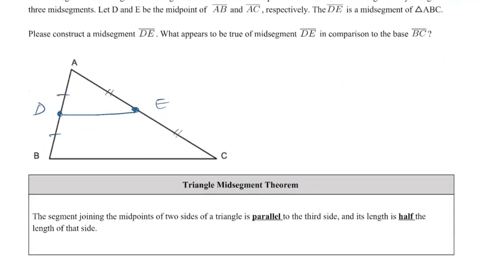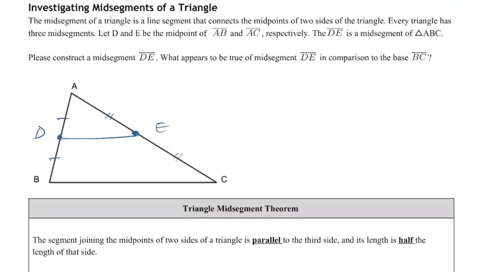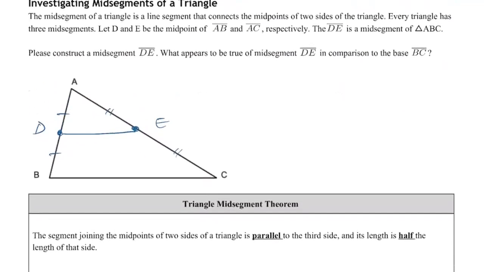According to the theorem, this midline right there, some books call it midline, this book calls it midsegment. So the triangle midsegment theorem, or triangle midline theorem, is that this midsegment is parallel to the third side, and it is half the length of that, right?